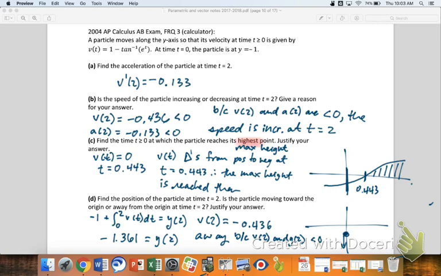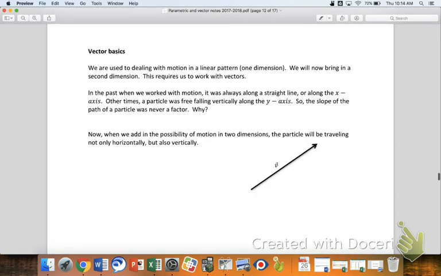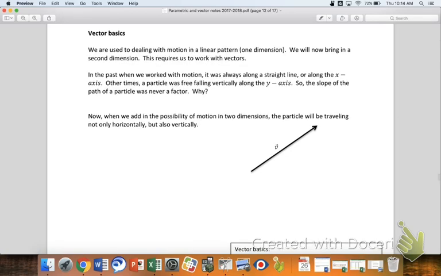Okay, so if there's no questions, let's do a little bit of vector basics. This is intended to help the folks that maybe have never had physics before, or it's been a while. If you've had physics, probably a lot of this is going to be like, okay, really? I did this a lot. That's okay.